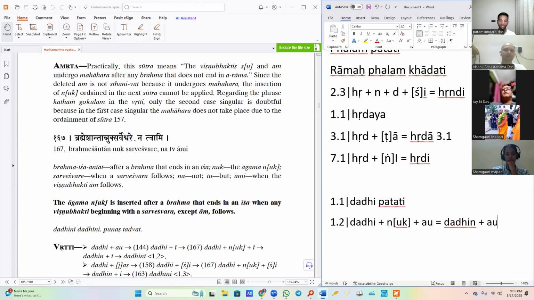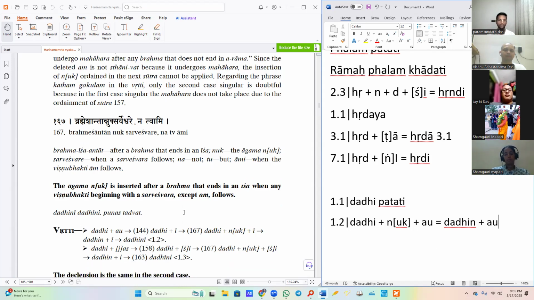Dadhin plus au. And then Radha Brahmabhyam Au E. After Brahmalinga Shabda, Au is replaced with E, Trivikrama E. And we just simply combine it. The Dhini. You will have to actually practice it. If you don't practice, you will forget.